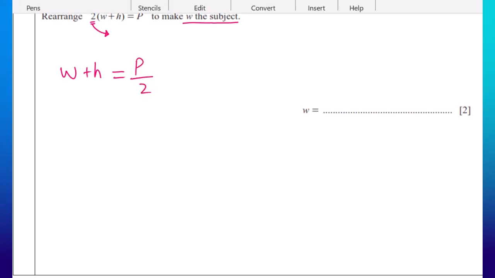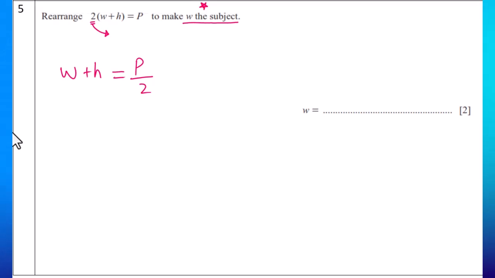The question is only for 2 marks. So very simple. This is the simpler way. We just want to separate W. So shift this positive H to the other side. You can write W is equal to P over 2 minus H. That's it. We will get 2 marks.